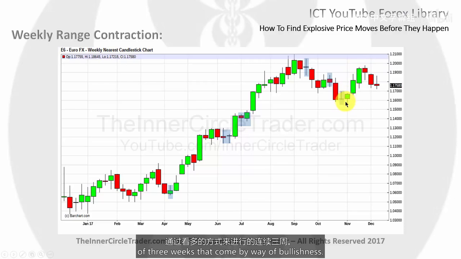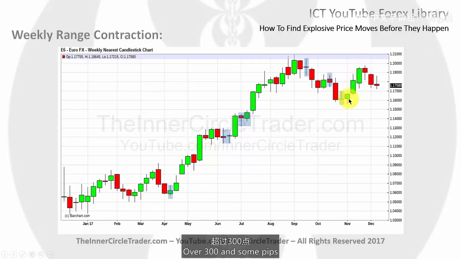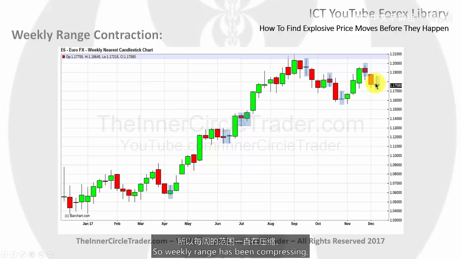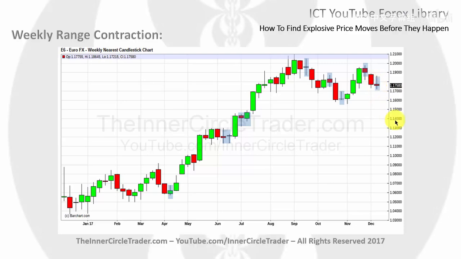And we see a series of three weeks that come by way of bullishness, over 300 and some pips available from that one. Then we have a small range again. So what's going to happen? We're looking for range expansion. Big candle forms, and now at the time of this recording, we have a very small body candle again. So the weekly range has been compressing, so we're looking for a large weekly range next.